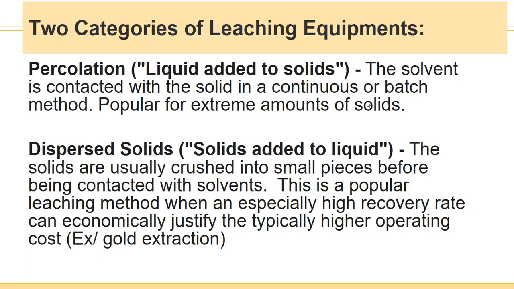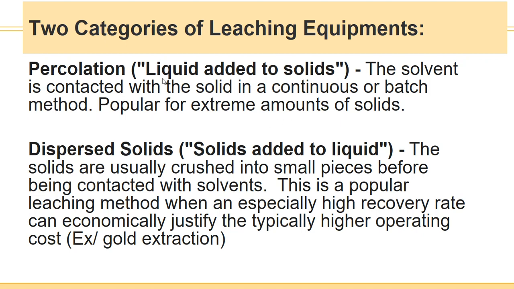Now, there are two categories of leaching. It could be percolation, or it could be dispersed. Now, in percolation leaching equipment, liquid is added to the solid so that it percolates through the solid bed. The solvent is contacted with the solid in a continuous or batch method, and this is popular for extreme amounts of solids to be processed.